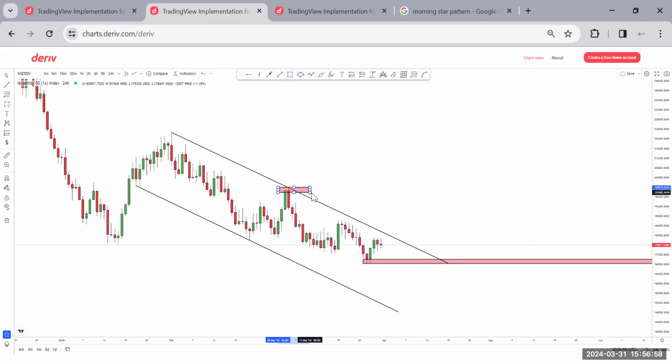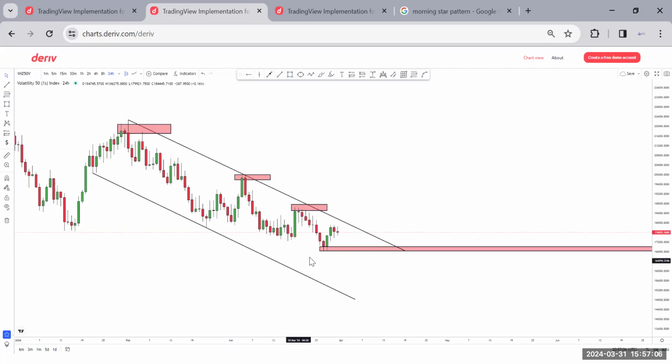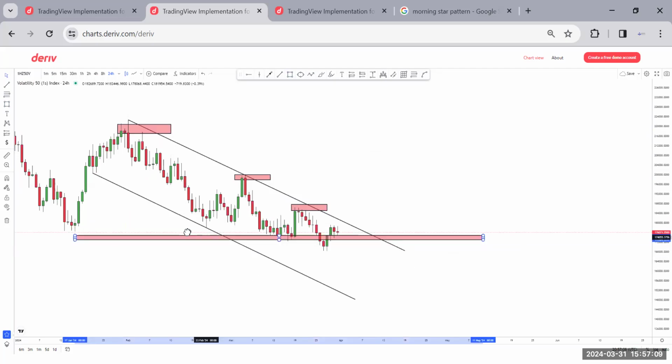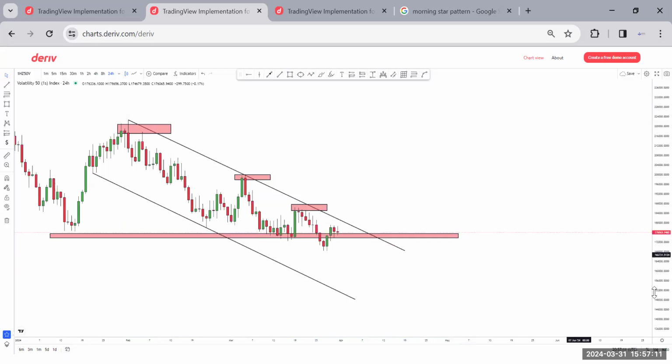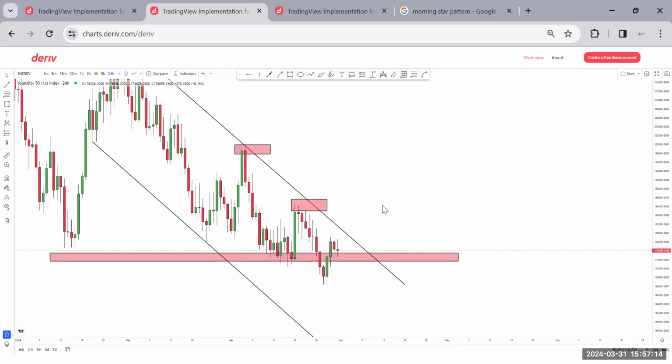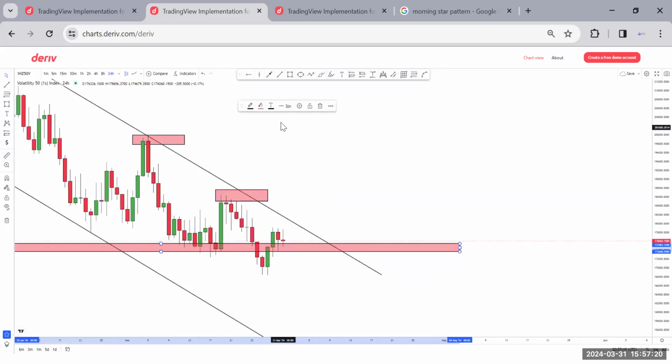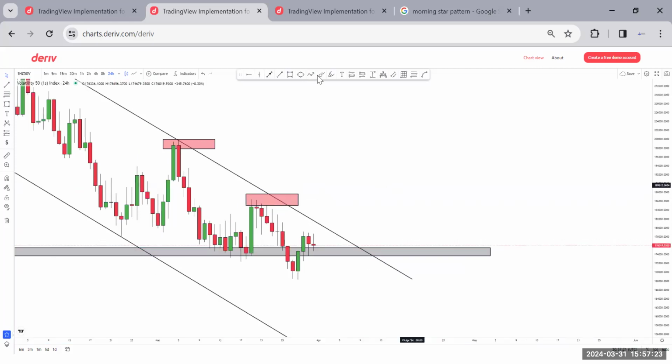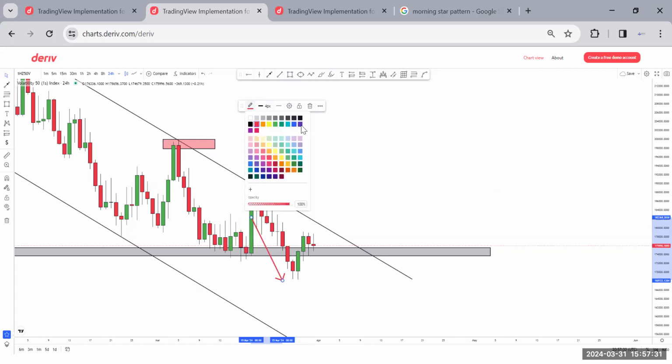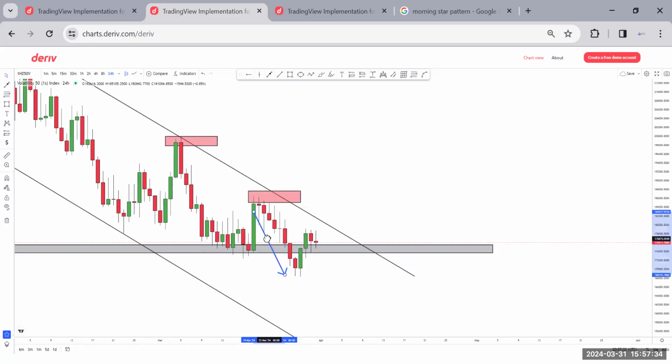So this is your resistance. These are your highs. You can see the market has been going down. And this area was a strong area of support. Market broke it to the downside, but it has broken back within the range. You can see the break. This move gave us the break, but price has moved back into the range.